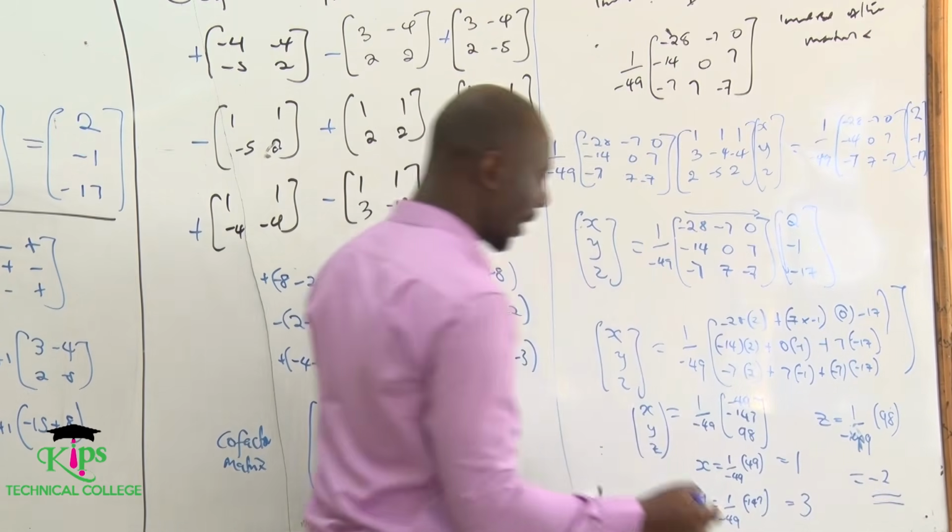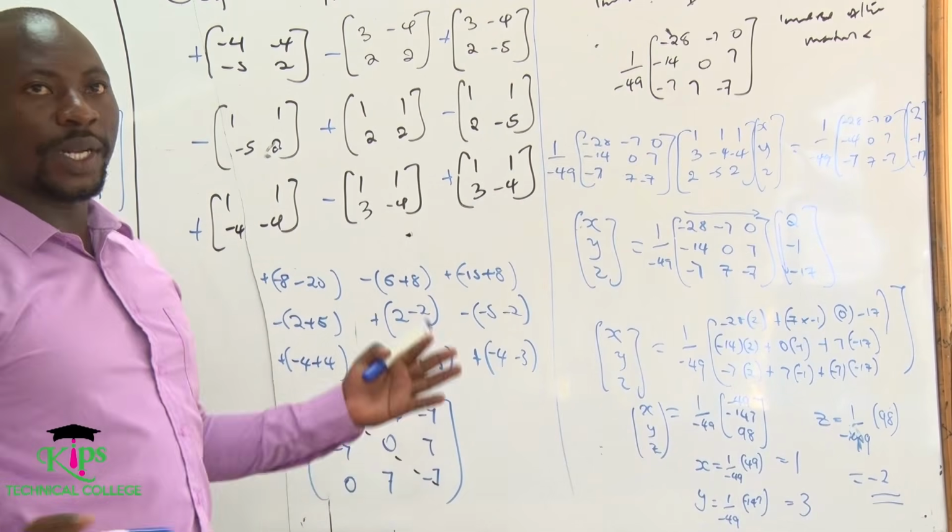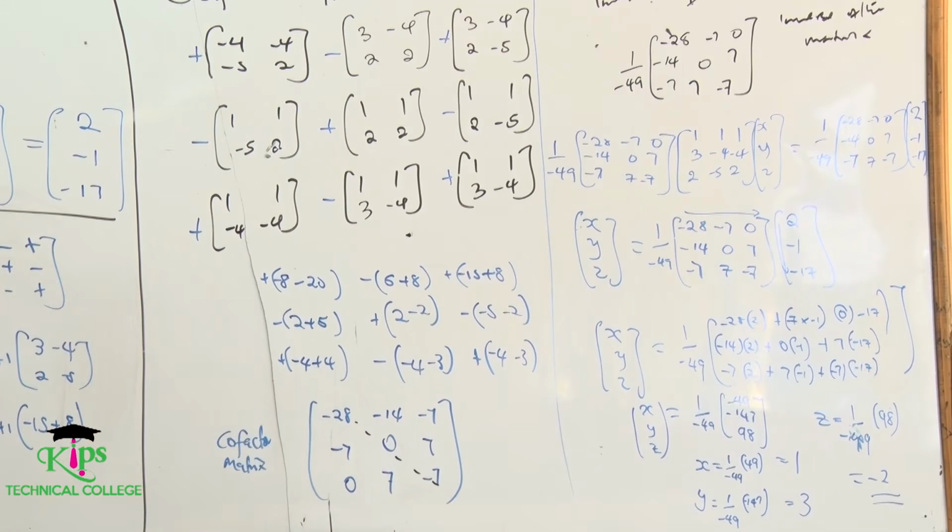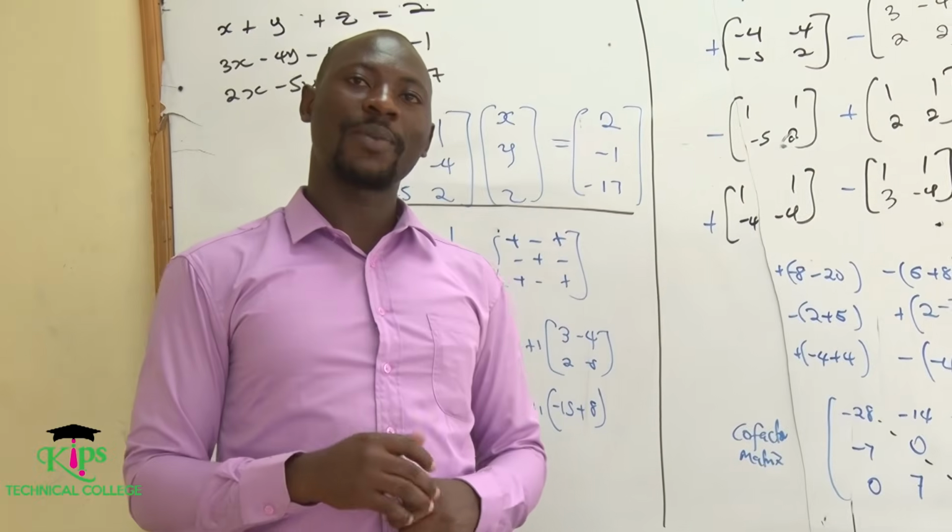So we've seen that we can use the inverse matrix to solve for the values of the unknowns. So we shall stop there till we meet again.